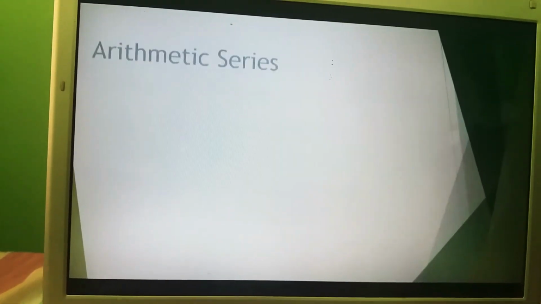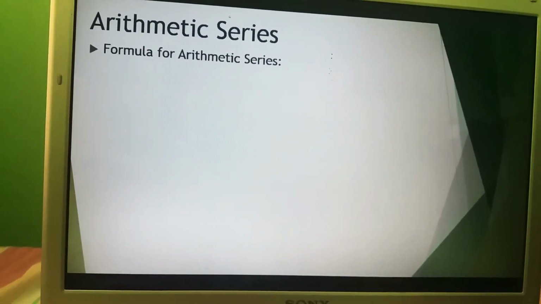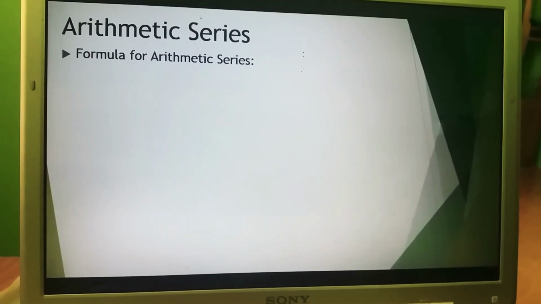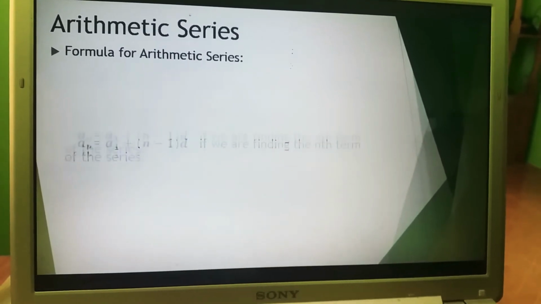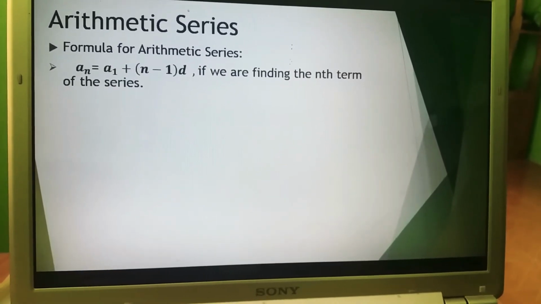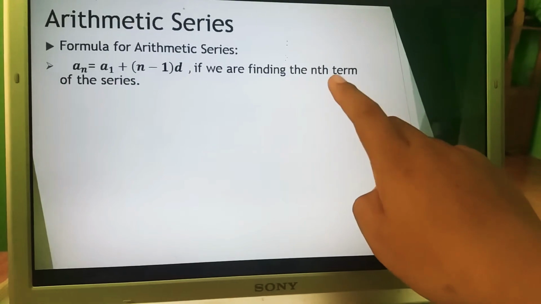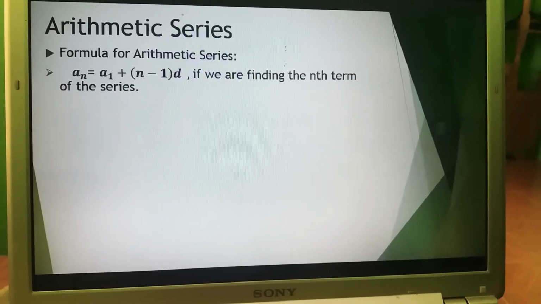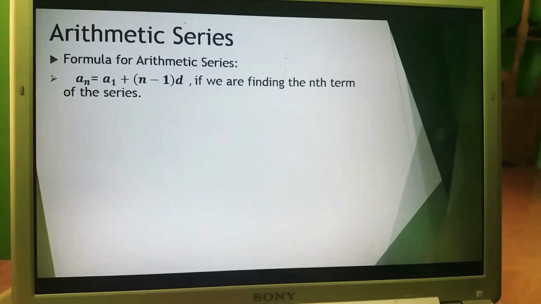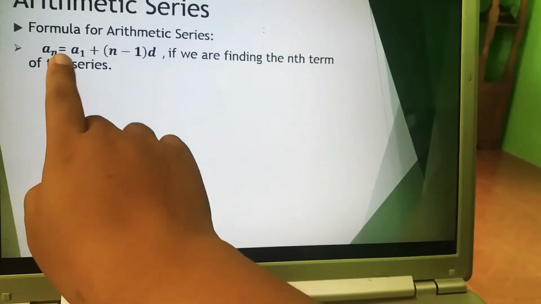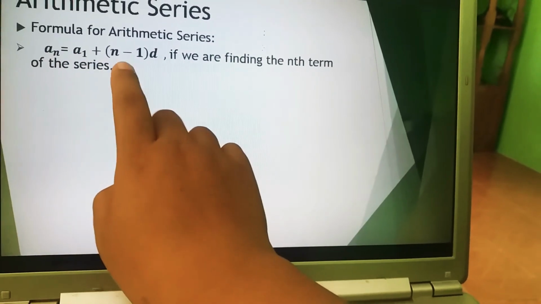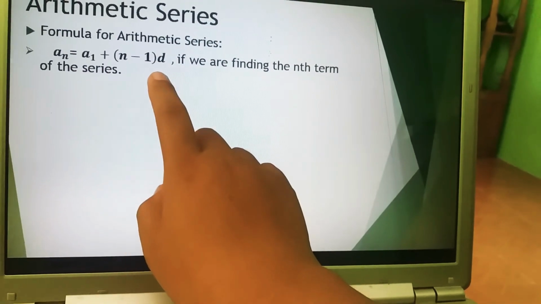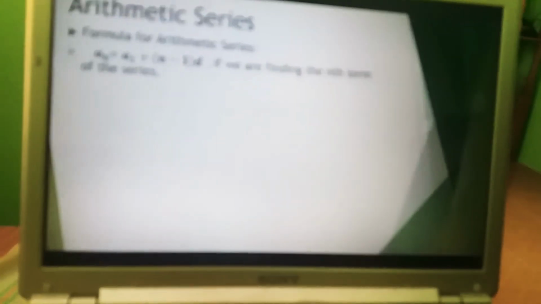So let's have an example. But before that, we need to know the formula for an arithmetic series. If we are finding the nth term of the series, we will be using a sub n equals a sub 1 plus n minus 1 times d. Your d is the common difference.